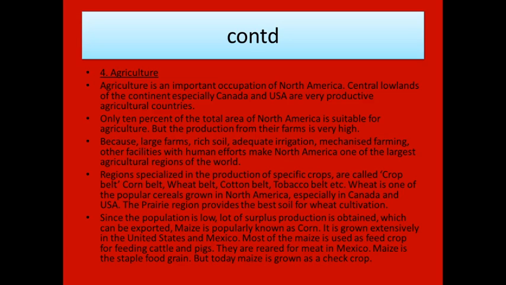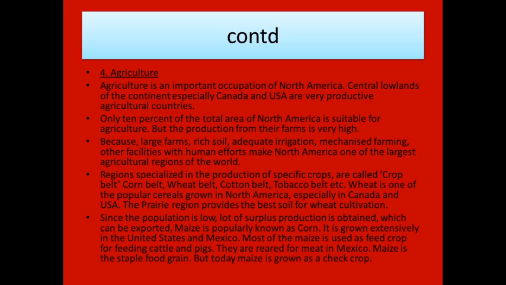The prairie region provides the best soil for wheat cultivation. So where do we get wheat cultivation? The best soil, that is the prairie region. Since the population is low, a lot of surplus production is obtained, which can be exported.